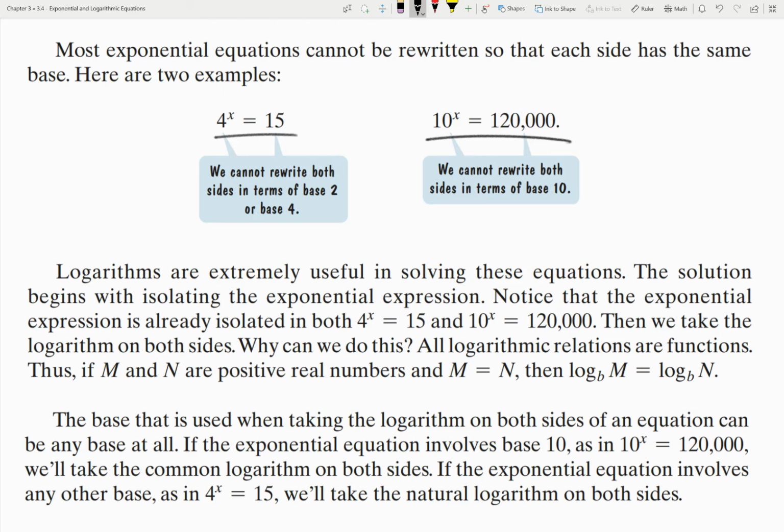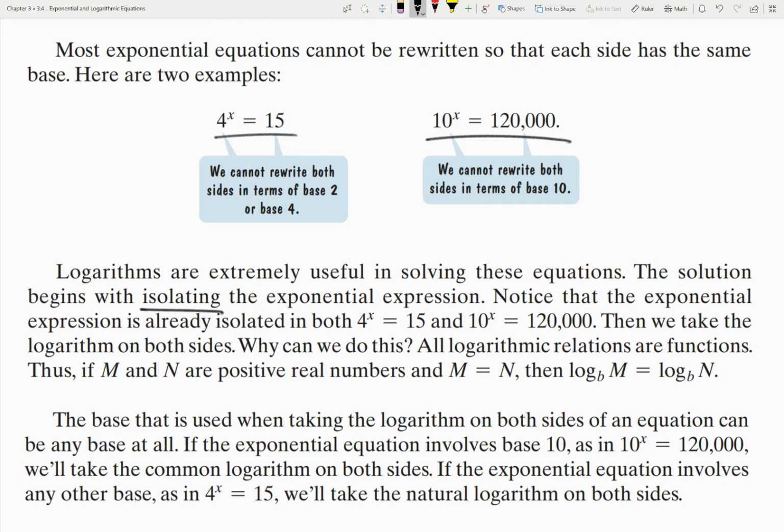So we use the inverses. Logarithms are useful in solving these equations. So first, we are going to isolate the exponential expression. In both of those, it's already isolated. Then we are going to take the logarithm of both sides. And we can do this because of the one-to-one property again.